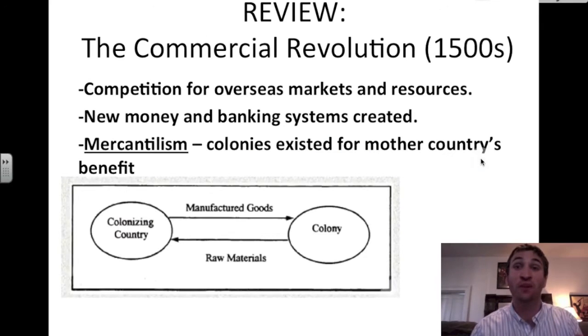The commercial revolution, money and banking changes in the 1500s with all of this trading going on. As we said, there's competition for overseas markets, places to sell your products, and resources, raw materials that countries and economies need. New money and banking systems are created during the commercial revolution, and mercantilism forms. This is when colonies exist for the mother country's benefit.